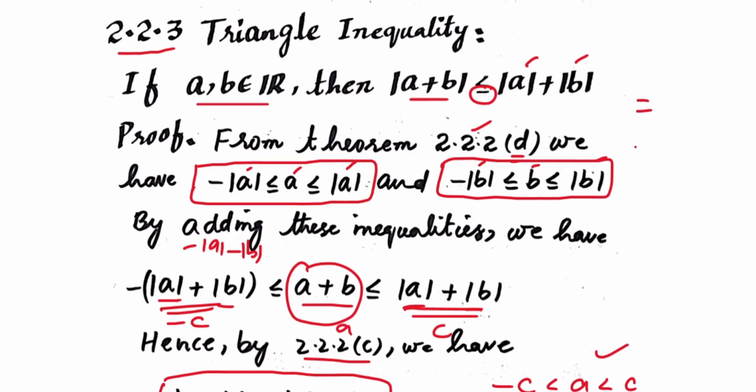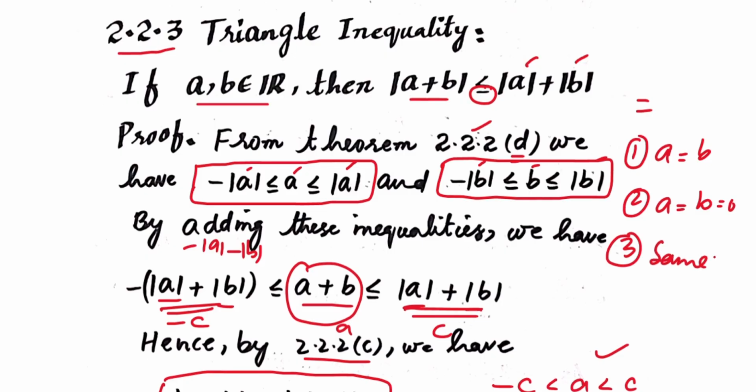Suppose I say when a and b are both equal to 0. Or I say a and b both have the same sign. Or fourth, they have opposite signs. So this is my question. What do you say? When does equality hold in the triangle inequality? This is a very important fact.